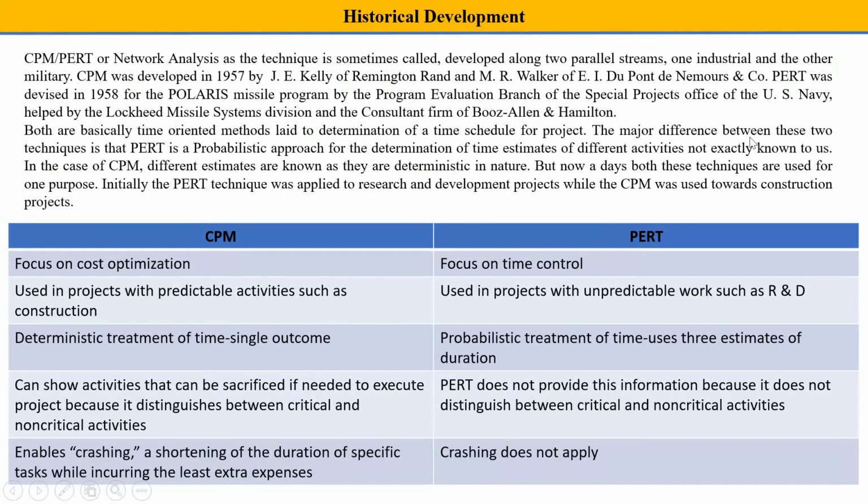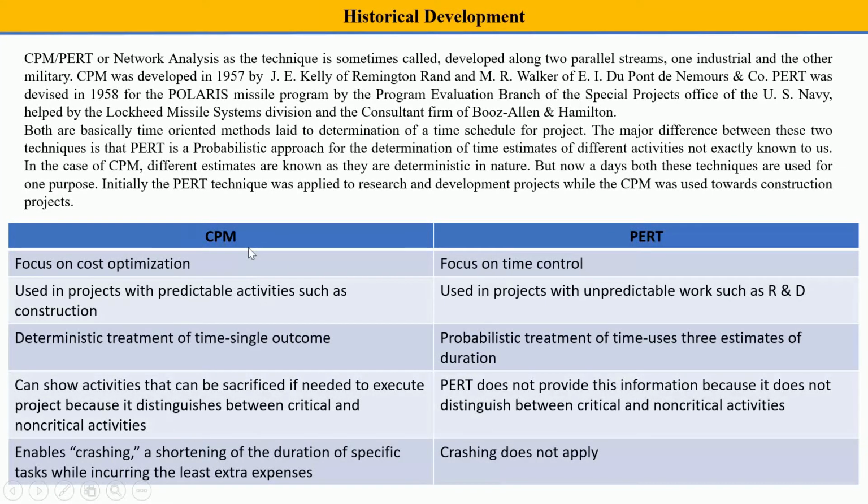The major difference between these two techniques is that PERT is a probabilistic approach for determining time estimates of different activities not exactly known to us. In the case of CPM, the estimates are known, as they are deterministic in nature. But nowadays both these techniques are used for one purpose. Initially, the PERT technique was applied to research and development projects while CPM was used for construction projects. Okay, so this is a very basic difference.